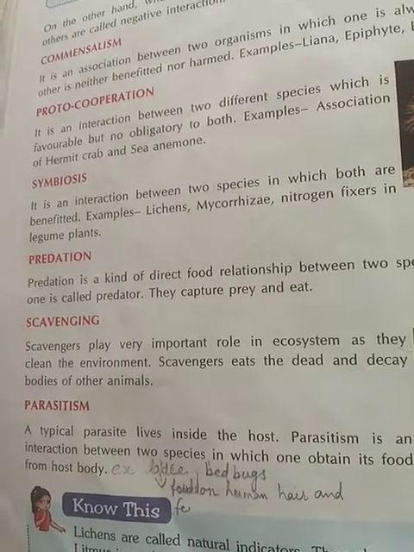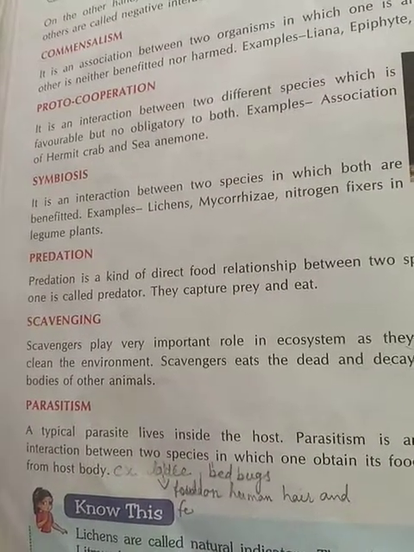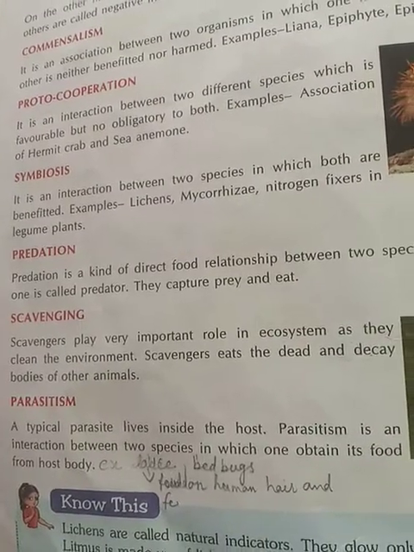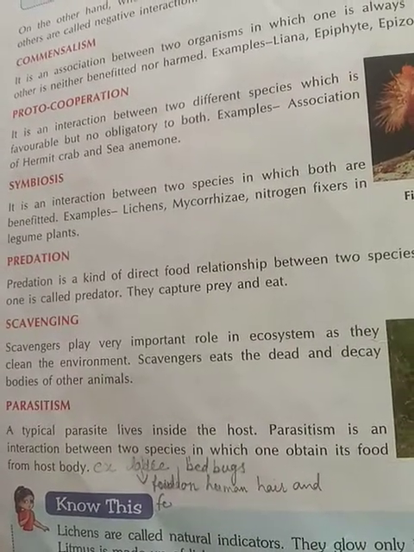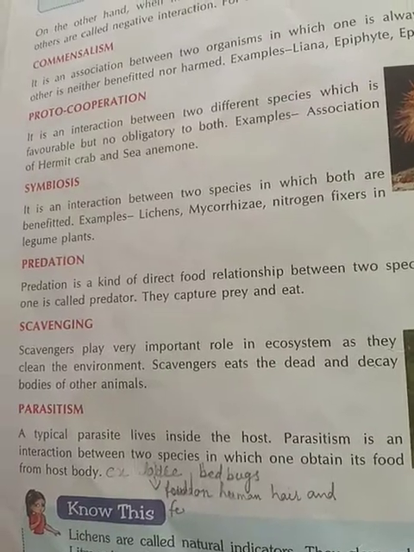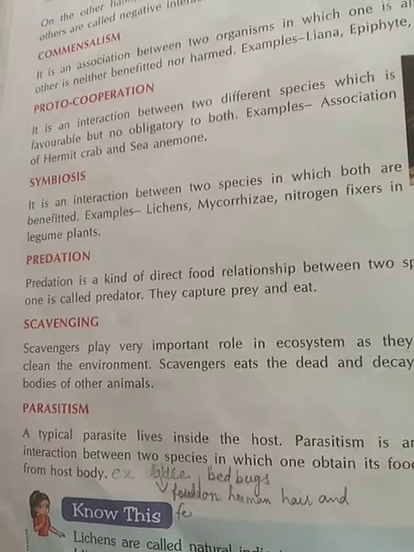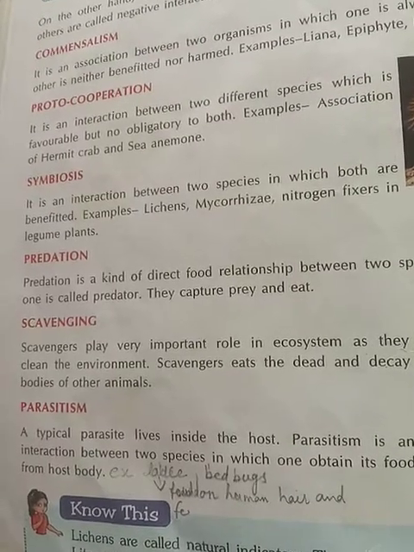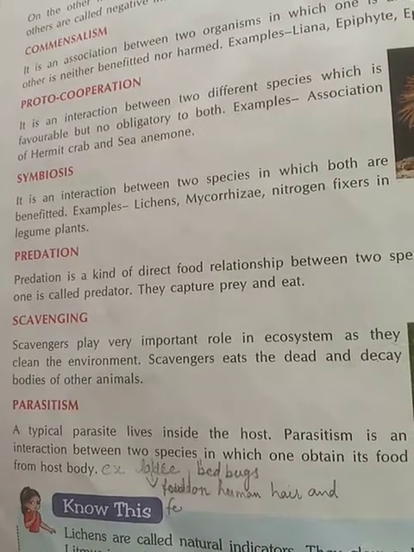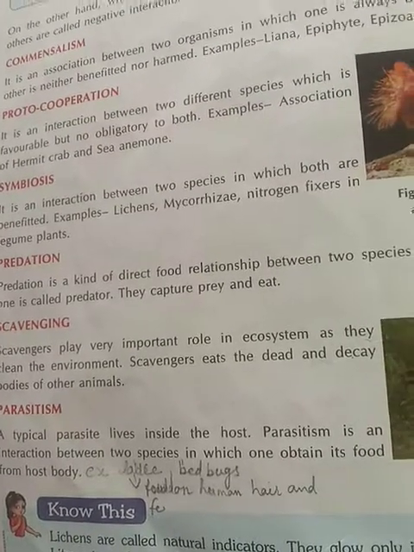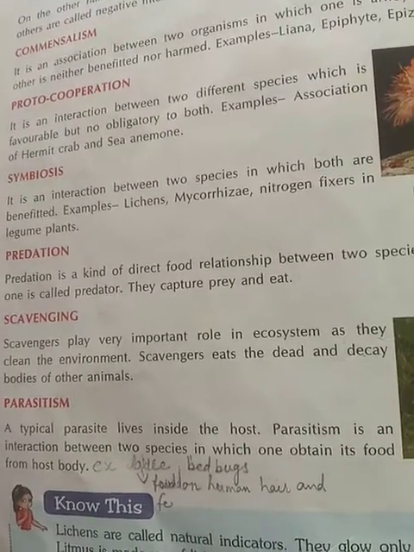The organism that kills is called the predator while the one eaten is called the prey. For example, the relationship between lion and rabbit or fox. Lion is the predator and rabbit or fox are its prey. So this relationship is known as predation.